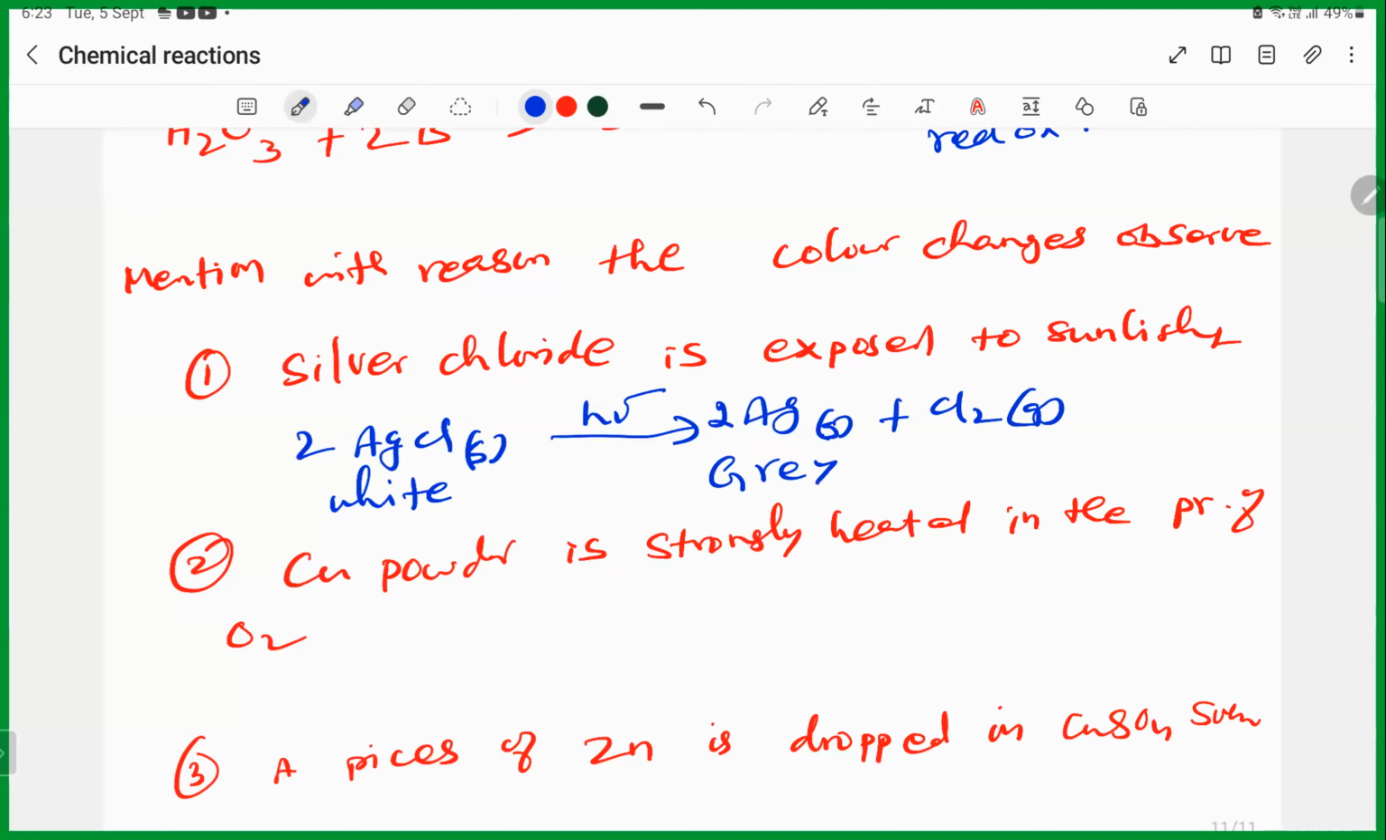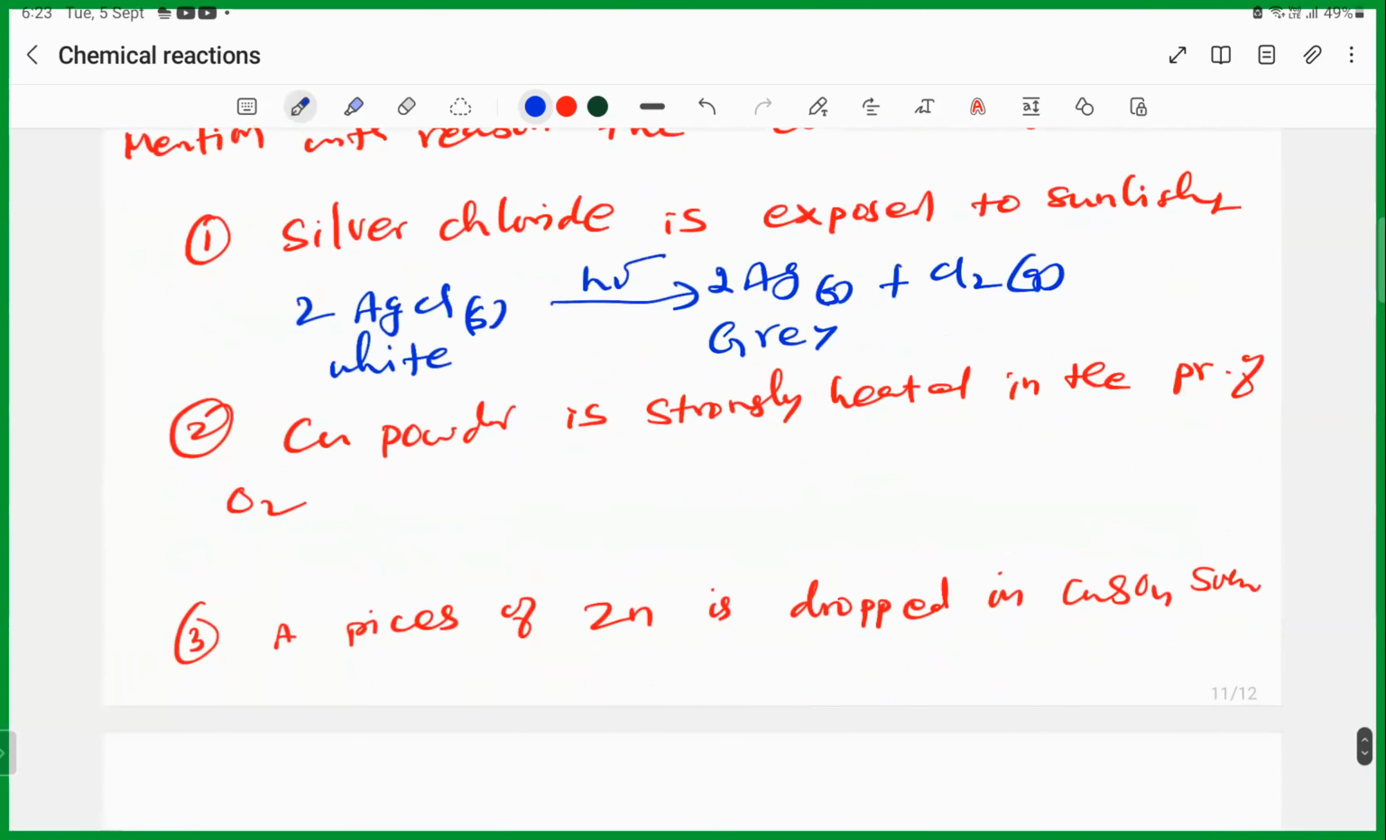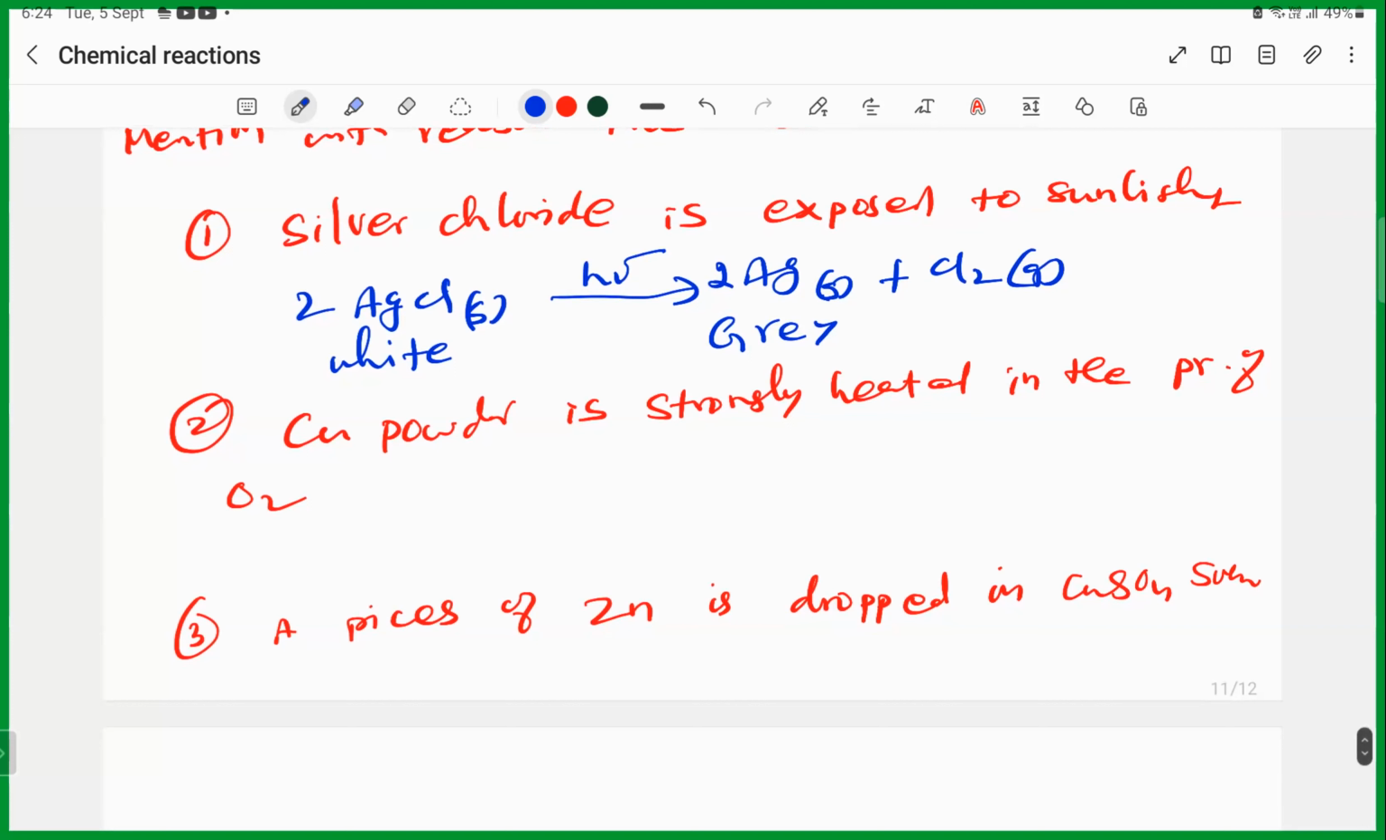The copper powder is strongly heated. What changes can we see? The color changes to black, sir. Very good. When copper powder is strongly heated in the presence of oxygen, the reddish brown surface of the copper becomes coated with black color substance, copper oxide. So you tell me that equation. Sir, Cu plus O2 gives CuO. 2Cu plus O2 gives 2CuO. This is reddish brown. This becomes black.